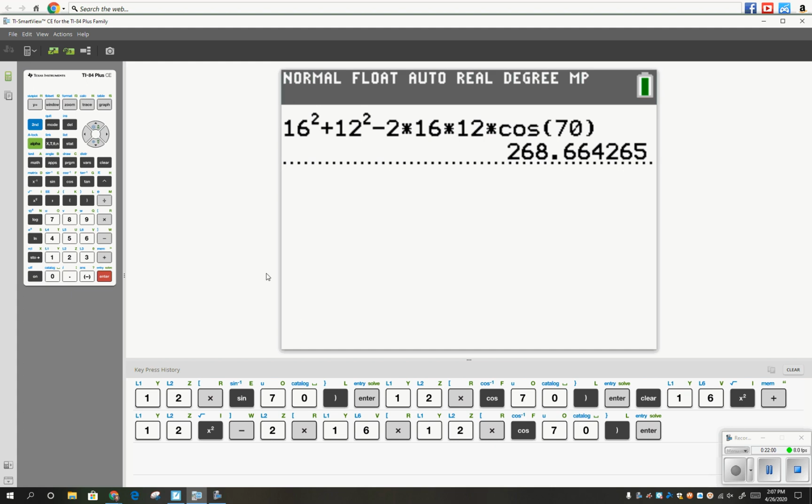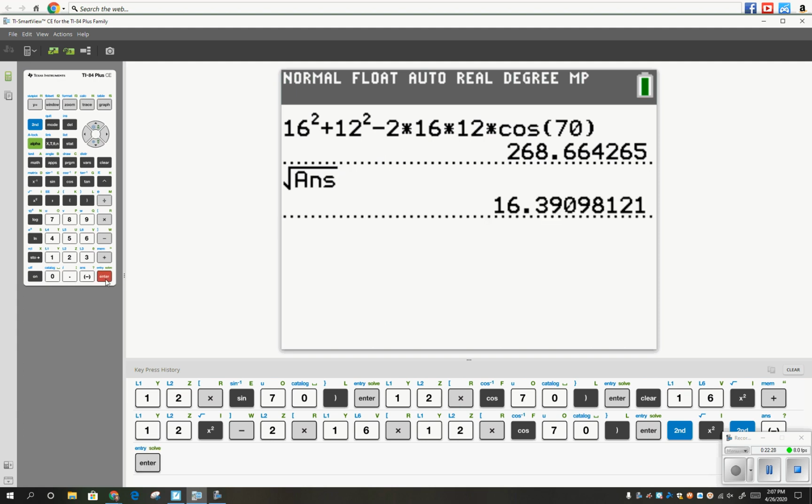Now I'm going to show you a little trick in your calculator. I don't want to type in the square root of and round this number. I remember we said we don't want to round until the end. So I'm going to do square root, which is second, the x squared button. Instead of typing this entire number in, if I hit second, the negative key, you can see where my mouse is, above it, it says ANS in blue. That's going to take the previous answer, which means it's going to type in the entire thing for me. And I end up with 16.3909821.